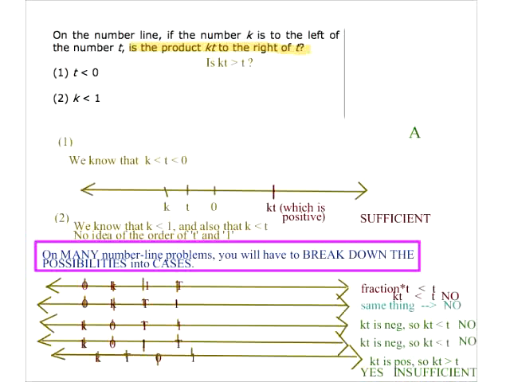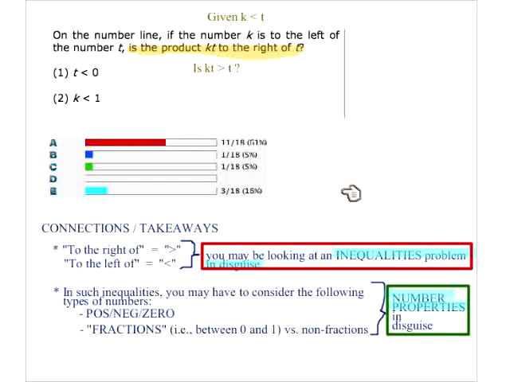But yeah, there's a lot of connections here. They break down into a bunch of different things, but most of them have to do with either number properties or inequalities, which is why we don't give them a category of their own, because they're going to have something to do with one of these things.